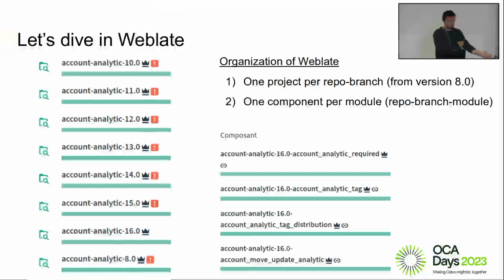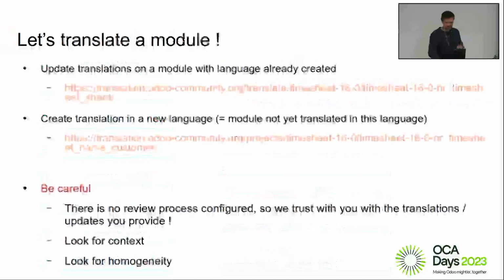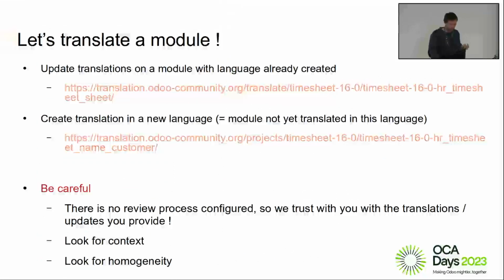Okay? So I continue. Now I'll show you how we could translate a module. There are basically two different cases. One is that the translation is already there and you want to modify something, or there are new terms to translate. The second is that the language is not already created for that module, so it's not yet translated in your language, and you will then create a new language directly.